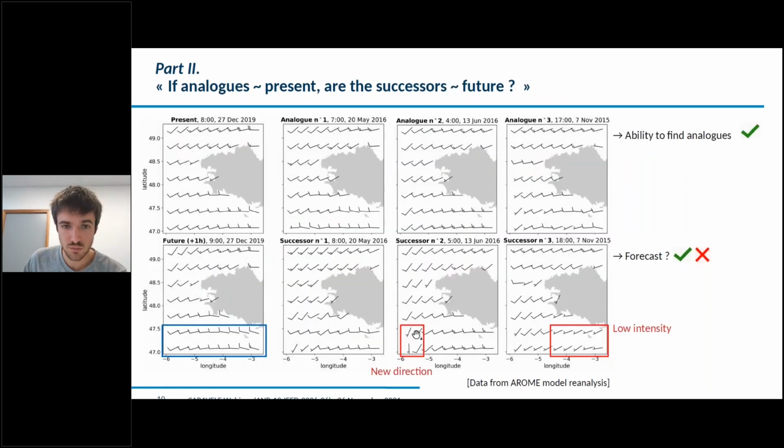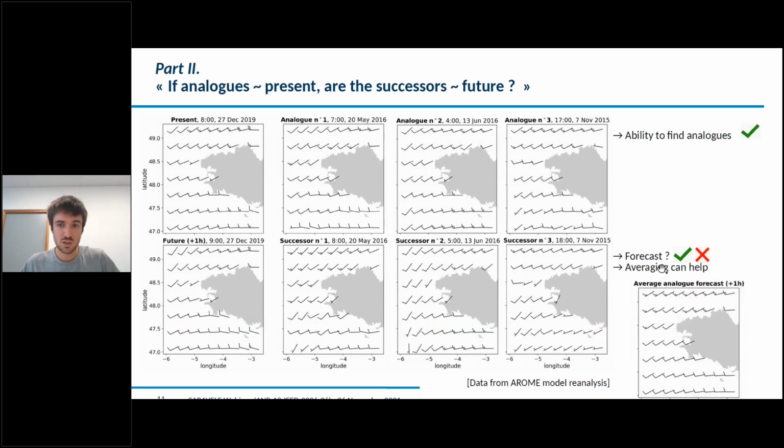But now you see that in the future it's going more to the north, and here it's going more to the east. So the direction is changing here, and also here you have a drop of intensity that you do not observe in the real future. And so one way to leverage this problem is to use averaging. If you take not just 1 or 2 or 3 analogs, but you take 40 of them and you make an average, that's the wind map that you get, and it doesn't have the issues that we've seen before. So that's one way to improve the forecast.